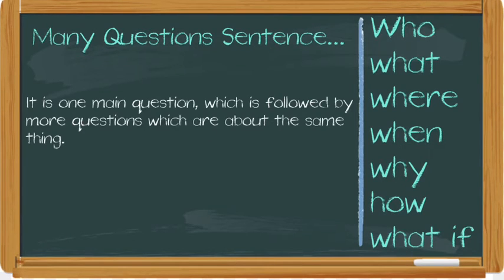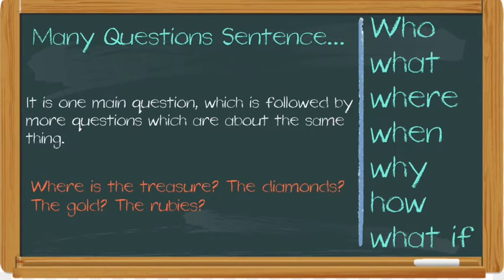However, a main question is followed by more questions which are about the same thing. That's really important. They're not just 3 random questions that are glued together. It has one main question which is slightly longer, and then it's backed up by a couple more questions which aim to clarify what it is that you're asking. See, this is a many question sentence here. It's got 4 questions within it.